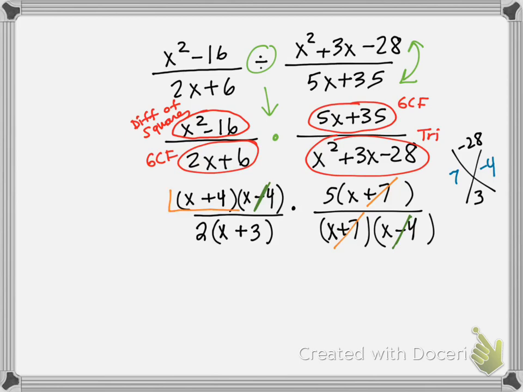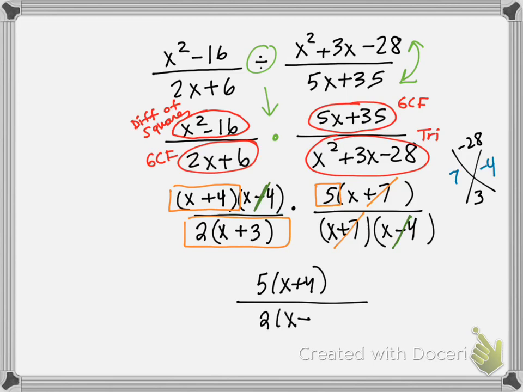In the numerator, I'm left with x plus 4 times 5, and in the denominator, I'm left with 2 times x plus 3. So now if I multiply straight across, my final answer is 5 times x plus 4, and my denominator, I have the 2 times x plus 3.